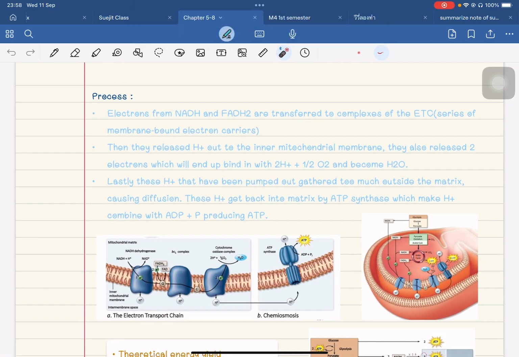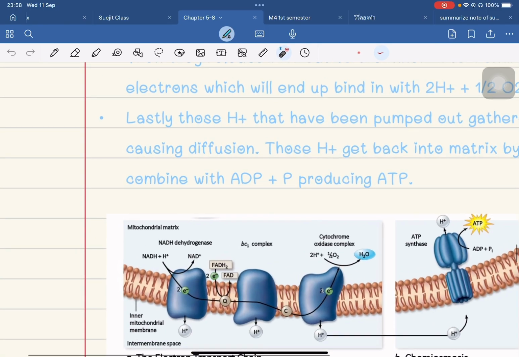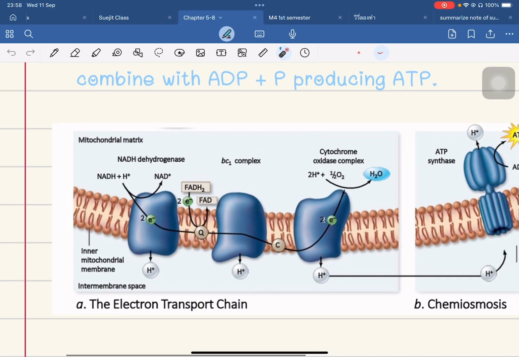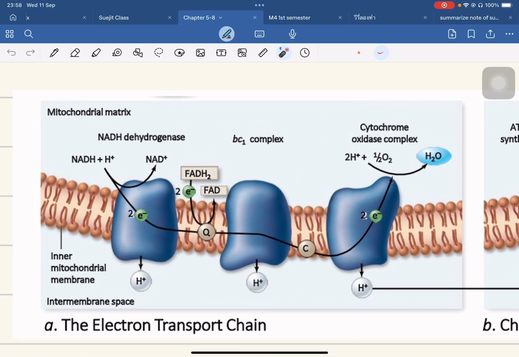Oh, sorry, I was looking at the wrong thing. So those electrons gather together here, and then they bind with 2 H plus and half of an oxygen. After they bind together with those electrons from the NADH and the FADH2, they go out as water. This is it.